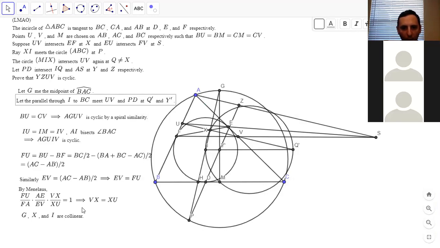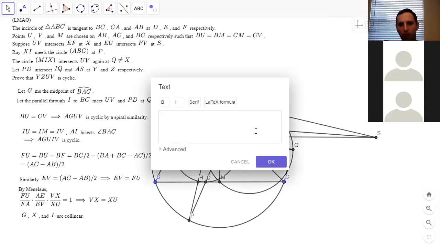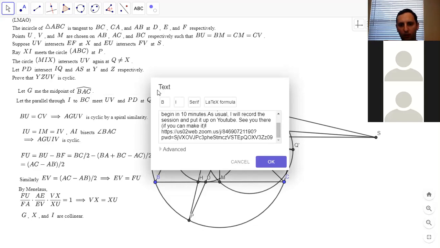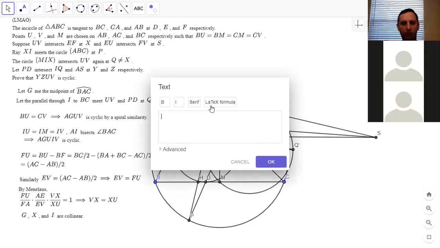And so IY, so I'm going to write the ratio. So DP over DY prime. We could prove I, X, G are collinear also from the Simpson line actually. Oh, really? Hold on one second. You could also use the Simpson line argument. Yeah.